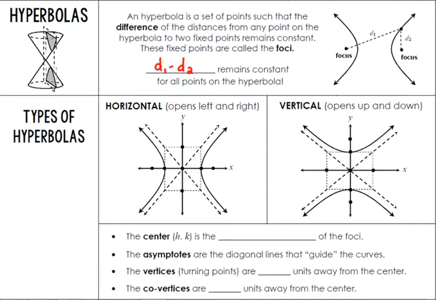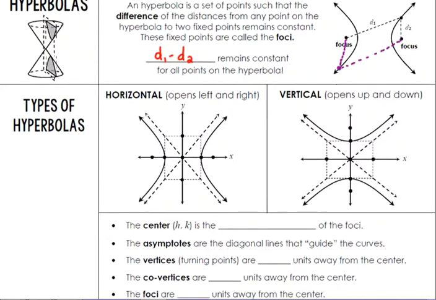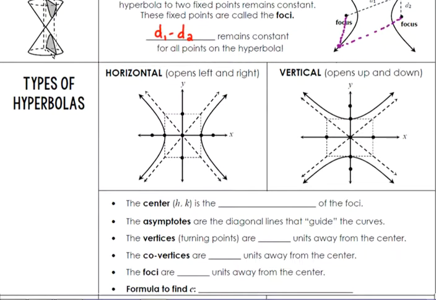So when we subtract those two distances, we get the same number. So I could pick a point way down here, and if I measured that distance and that distance, if I subtract the two, I would get the same difference as when I subtract distance 1 and distance 2, okay? All right, so we've got horizontal, opens left and right, so same deal as with an ellipse. That would be with the x's. The vertical opens up and down.